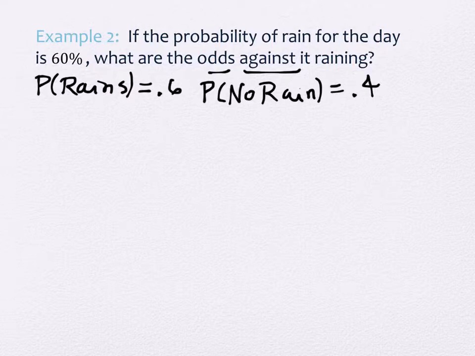Okay, so these are the 2 pieces of information that I need to know to actually get the odds against it doing something. And the odds against it doing something mean that I want the ways that it, in this case, doesn't happen on top, i.e. the ways it doesn't rain, compared to on bottom the probability or the ways that it would rain. So what would I get for the odds, and it's odds against on this one?